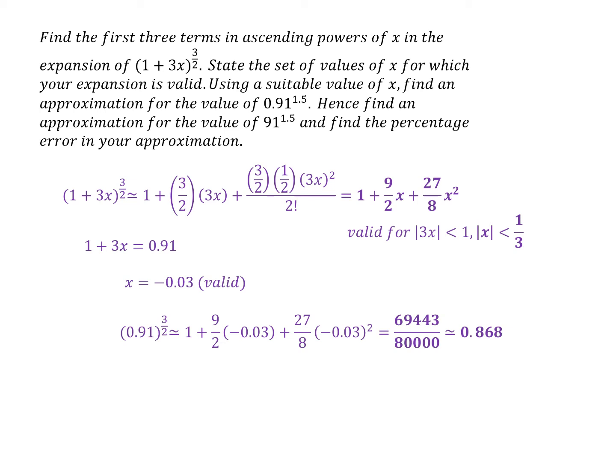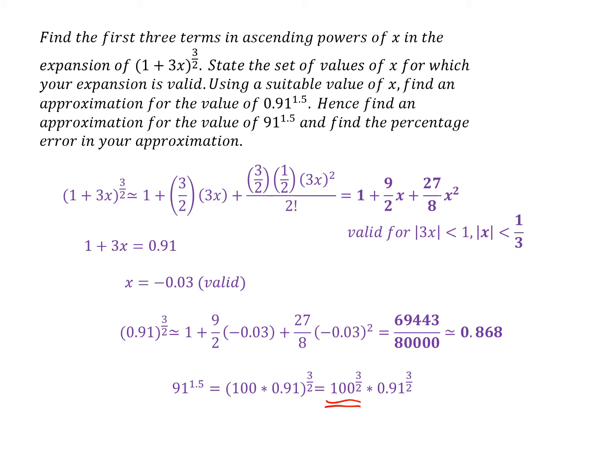Now we've got to find an approximation for the value of 91 to the power 1.5. Well, 91 is the same as 100 times 0.91. Now we've got 0.91, we've got a chance of using the work that we've done already. So that is the same as 100 to the power 3 over 2 times 0.91 to the power 3 over 2. Well, what's 100 to the power 3 over 2? It's the cube of the square root of 100, which is 1,000.